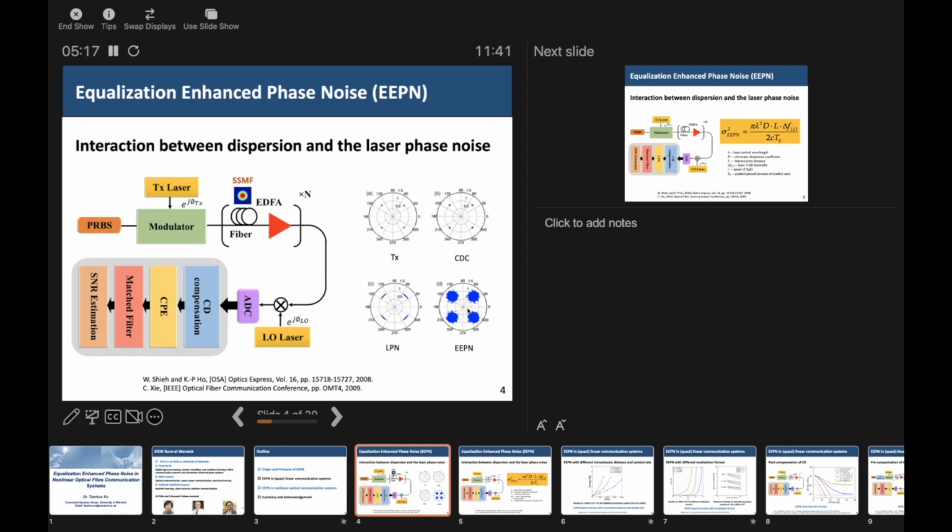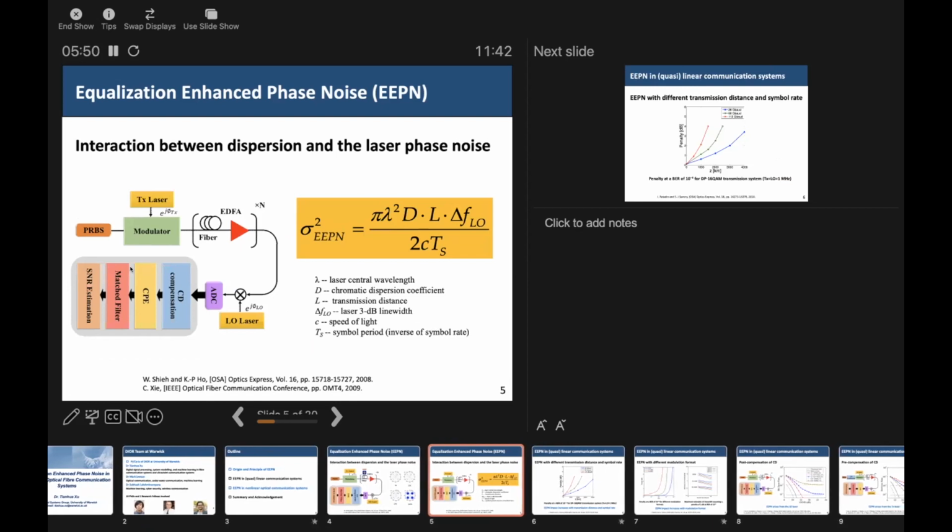This is called equalization enhanced phase noise because it comes from the equalization of chromatic dispersion, which is a very important and key part of dispersion compensation in current commercial coherent optical communication systems. All these works are based on simulation and on linear communication systems. They didn't consider any nonlinear fiber effects.